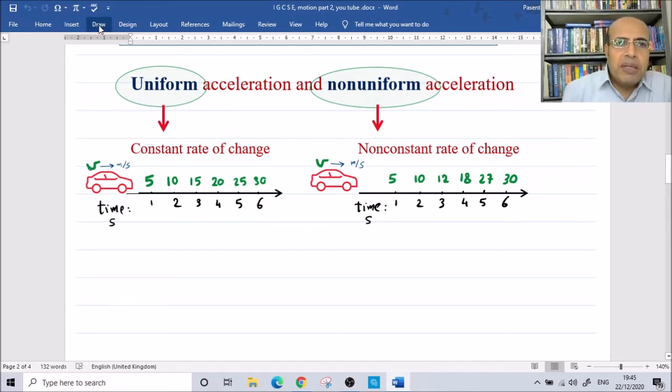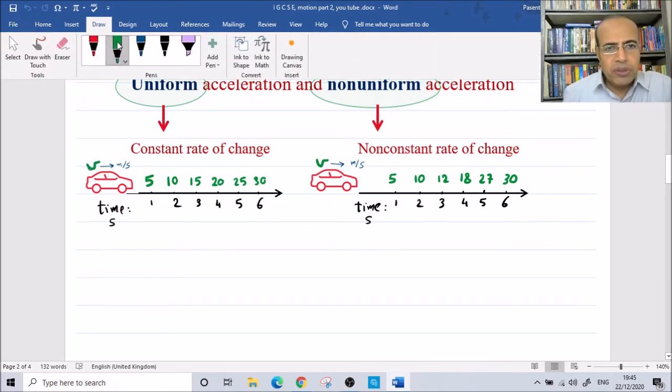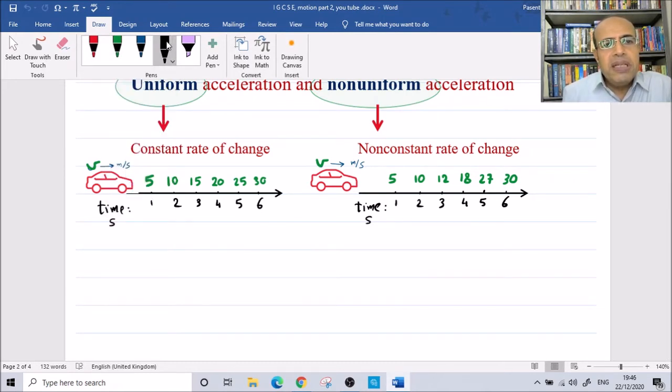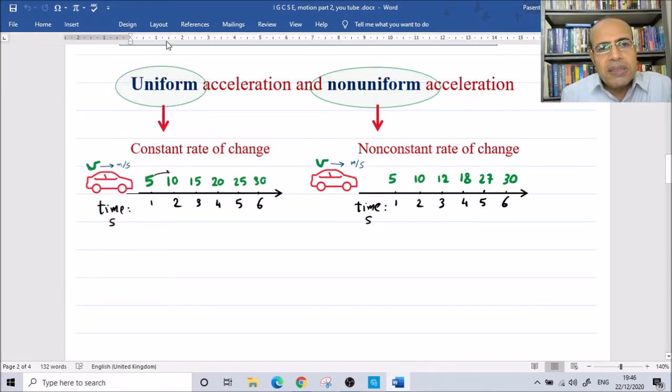What do you notice about this velocity? Here you note that the velocity increases at a constant rate: 5, 10, 15, 20, so it increases by 5. So here the velocity increases at a constant rate. So we say this is uniform acceleration, because of the constant rate of change.